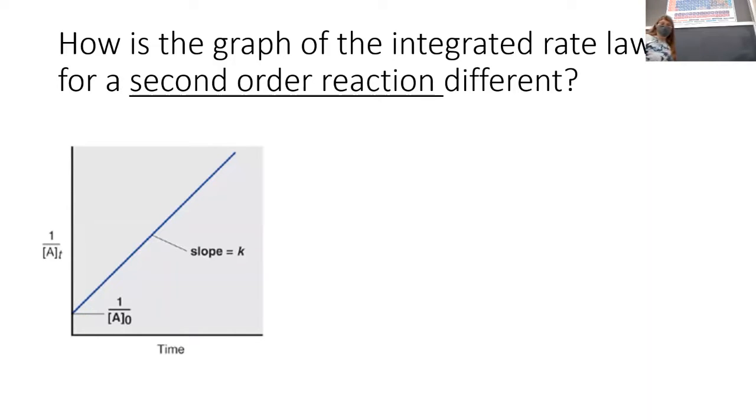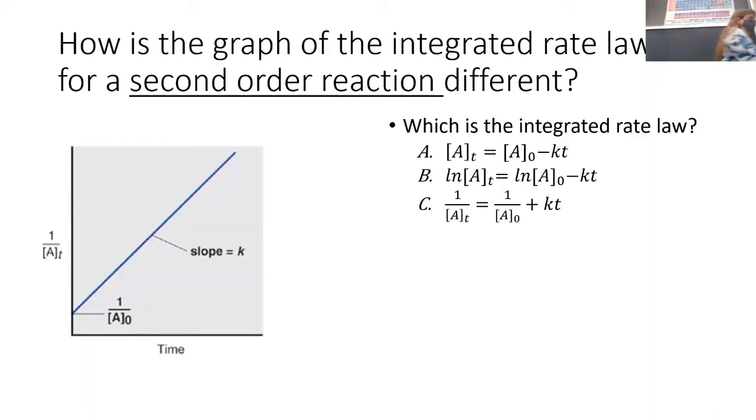All right, and I think I kind of gave away the next question. So which is the integrated rate law that we use for second order reactions? C, yeah, it's the one that has 1 over A_t.